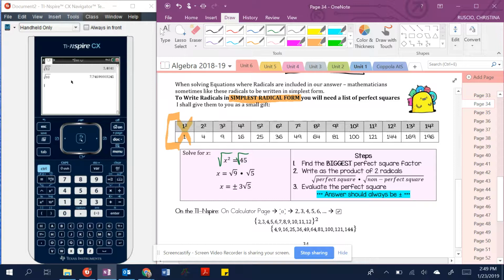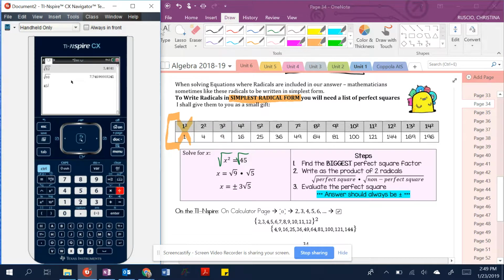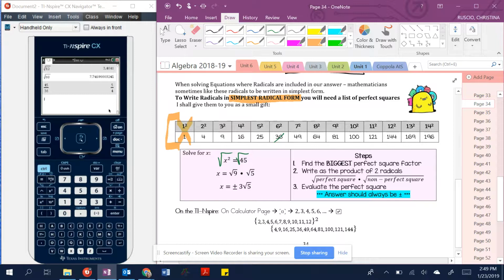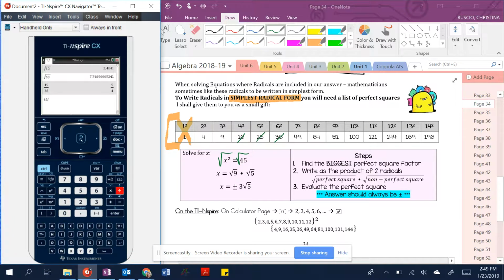Another way that I think actually works a little bit better is starting from the highest and going to the lowest. So can 36 divide into 45? I know that it can't, but let me just show you how you could prove it on your calculator. It's going to give you an icky fraction, so that wouldn't be it. And then 25 isn't going to be it. The same problem would happen. 16 wouldn't be it. So the biggest perfect square factor is 9 with the 5 left over.